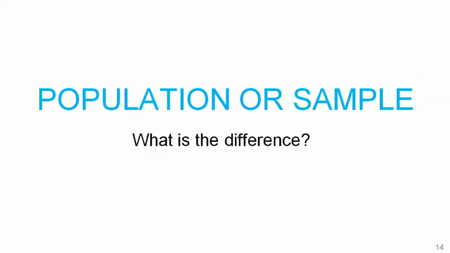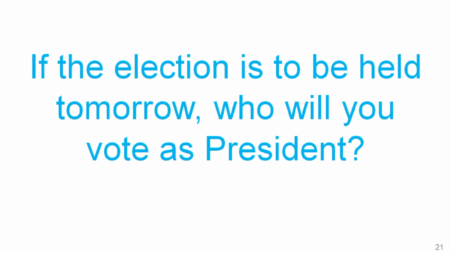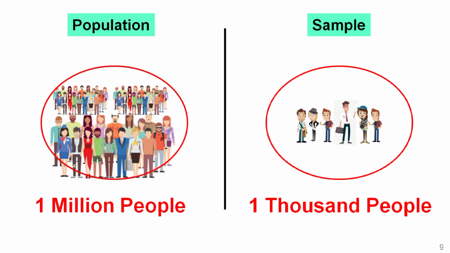As you can observe, we are always given two formulas, one for population data and one for sample data. But what is the difference between the two? For example, you want to survey a community. One of the questions says, if the election is to be held tomorrow, who will you vote as president? The community has 1 million people, and let us assume that all of them are of voting age. If you survey individually the 1 million people, then you are using the population data.